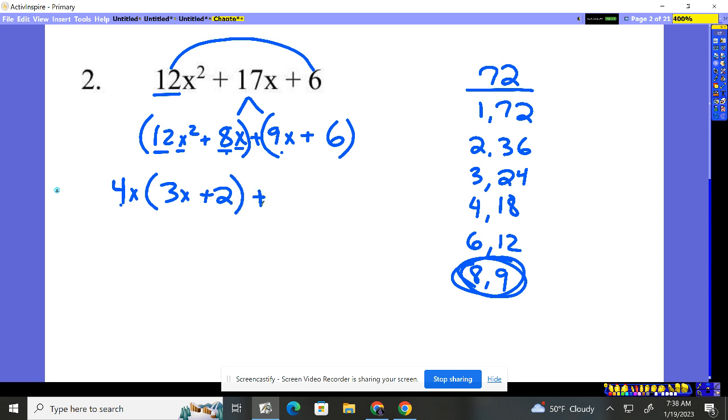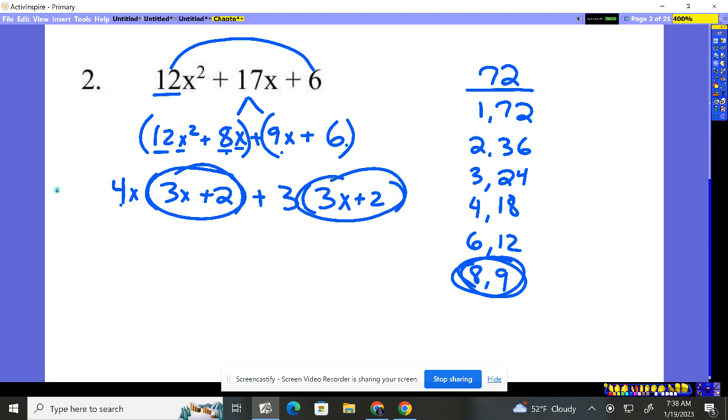Now come to this one, much easier. 9 and 6, well, a 3 factors out. That's it. This one has an x, but the other doesn't have any, so you can't bring an x out. I have a 3x because 3 times 3x is 9x, and then 3 times a 2. And you will notice that this and this are the same.